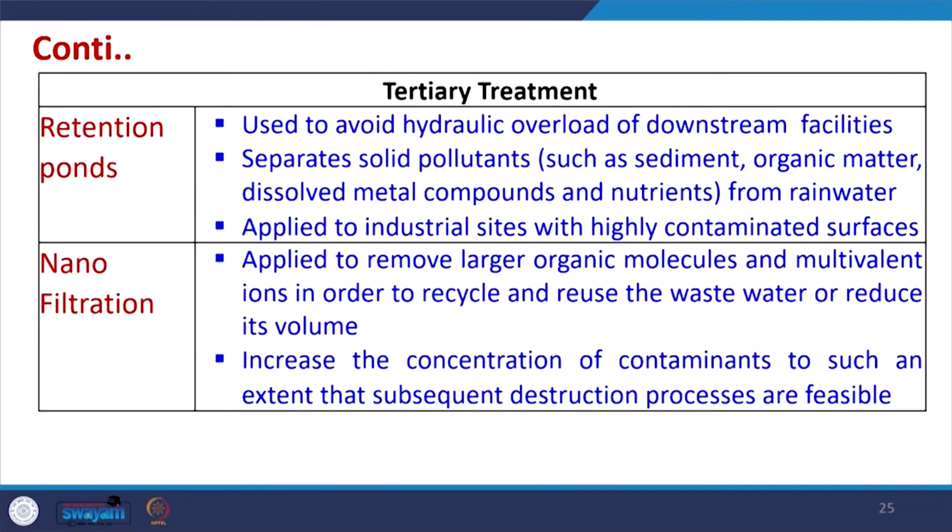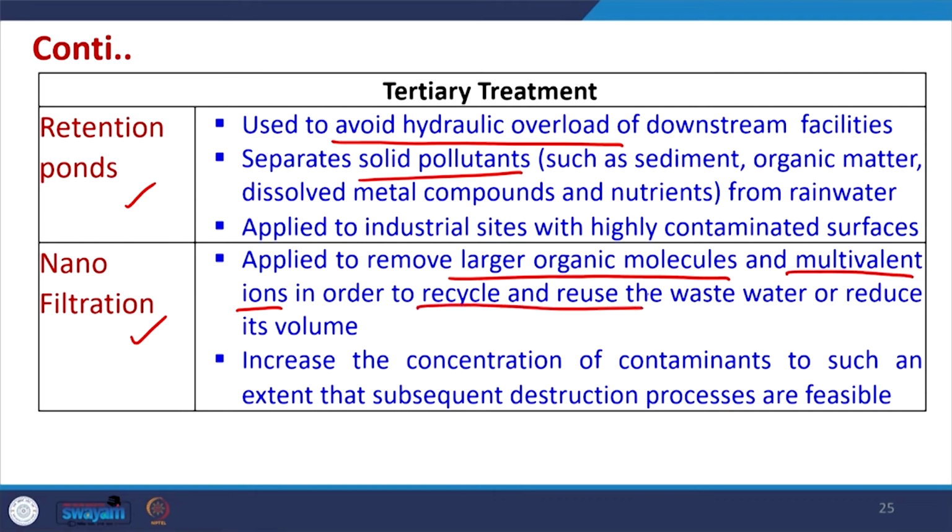Then we have tertiary treatment using retention ponds and nanofiltration. Retention ponds can be used for avoiding hydraulic overload of downstream facilities if we are going to use other treatment strategies, and they can be used for separating solid pollutants from rainwater, etc. Nanofiltration also removes large organic molecules and multivalent ions. So, this way, if we are able to remove these, we can recycle and reuse the wastewater.